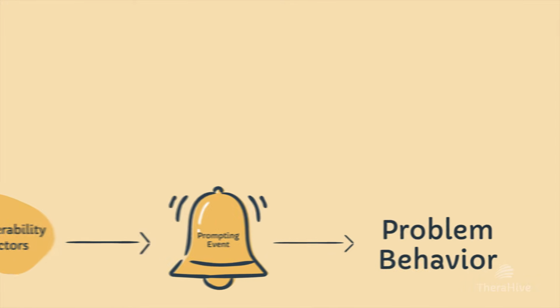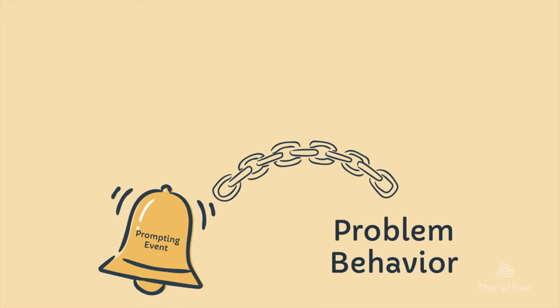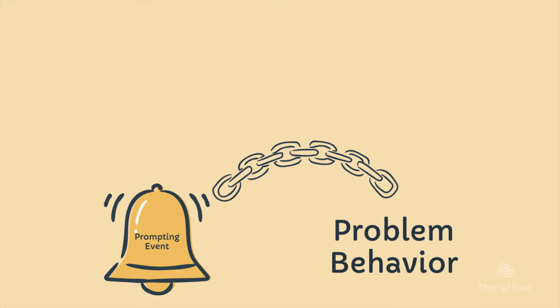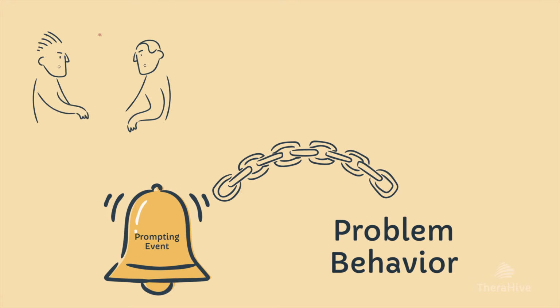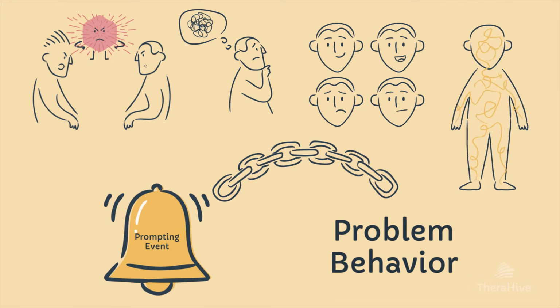The next element is links in the chain. These links describe what happened between the prompting event and the problem behavior. Links can be our behaviors, another person's behaviors, our thoughts, emotions, and bodily sensations.